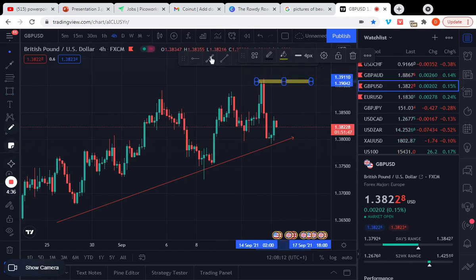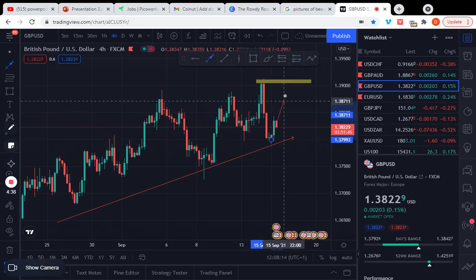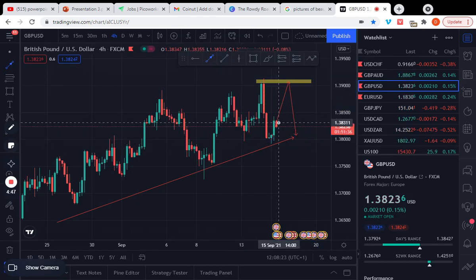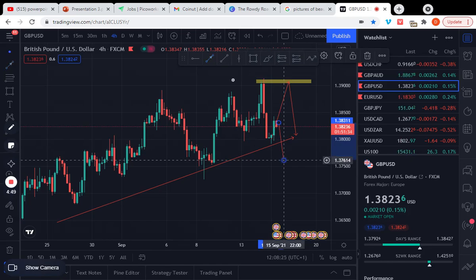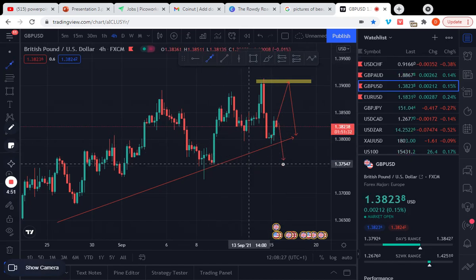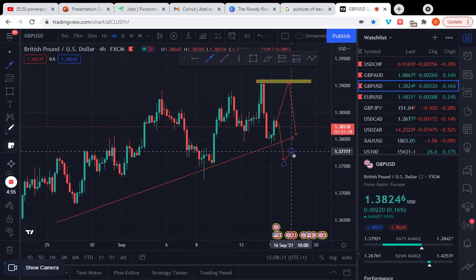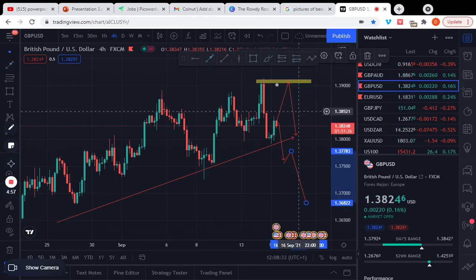Our number one scenario would be price coming here to give us a double top formation to drop to the downside, or for price to go right down here to break this structure here, retest on it, and continue going to the downside. This is the second scenario.